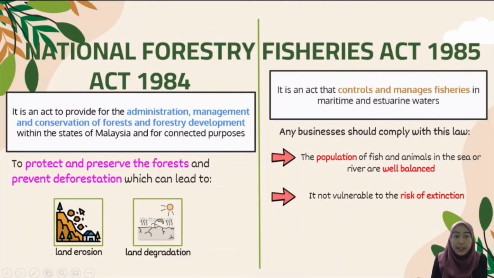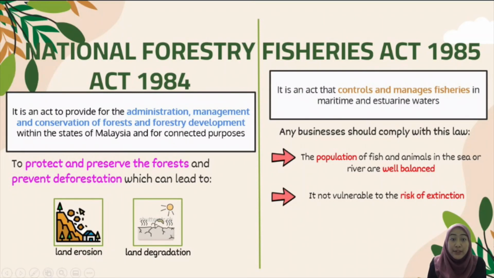The third one is the National Forestry Act 1984. It is an act to provide for the administration, management and conservation of the forest and forestry development within the state of Malaysia and for connected purposes. It means these policies are designed to protect and preserve the forests of the country and prevent deforestation, which can lead to land erosion and the degradation of the land. Thus, any businesses that violate this act should receive punishment from the authorities since their act might harm the forest, such as illegal harvesting, unauthorized settlement or other unpermitted activities.